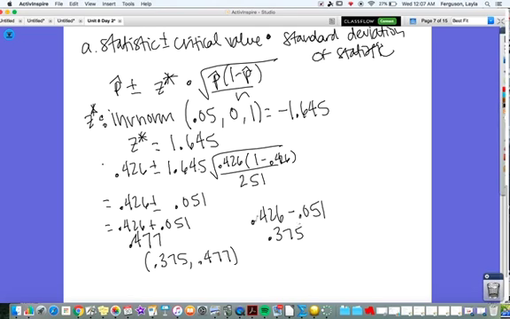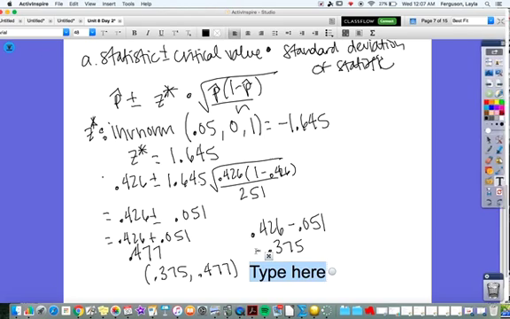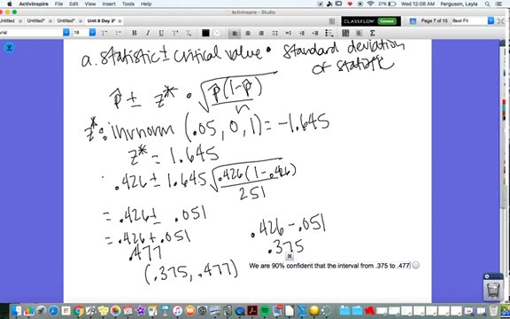All right, we need to interpret what that means. And so I know that my writing's not great on here, so I'm going to go ahead and type it so that you can see it a little bit better. It'll be easier for you to get into your notes. So we would say we are 90% confident that the interval from 0.375 to 0.477 captures the actual proportion of red beads in the container.